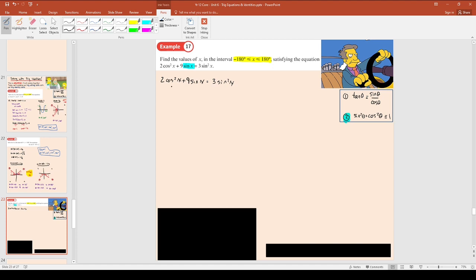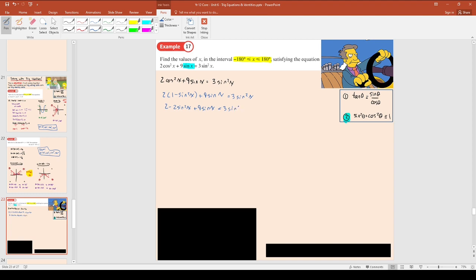And what I'm going to do is swap out the cos squared for a 1 take sine squared using the identity here, the Pythagorean identity that I've highlighted in blue. So if sine squared plus cos squared is 1, it means that cos squared is 1 take sine squared. So here we go. 2, open bracket, 1 take sine squared x, close bracket, plus 9 sine x equals 3 sine squared x. Cool. So 2 take 2 sine squared x plus 9 sine x equals 3 sine squared x.